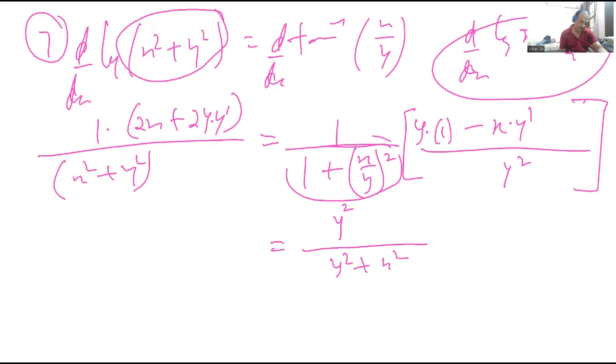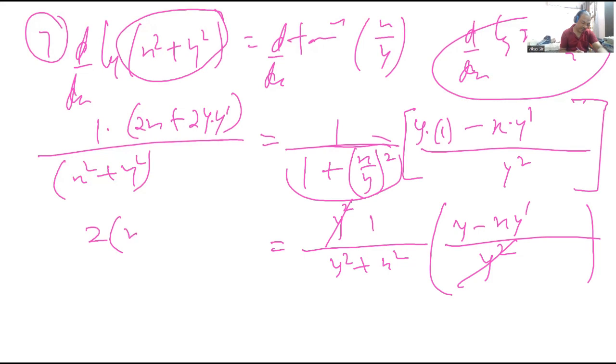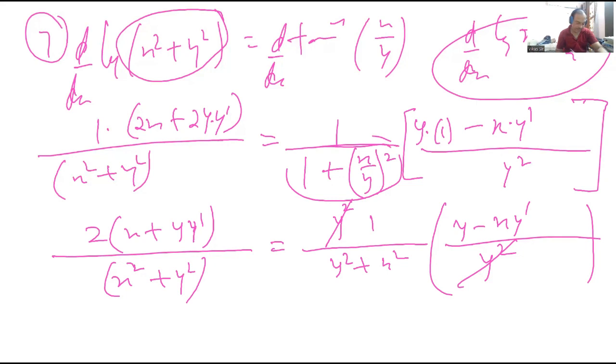Now the numerator in this part, I will have y minus x y dash over y square. This y square will get cancelled out, and here you will have 2. I can take common. Now here it will be x plus y dash, and in the denominator you will have x square plus y square. Okay, now here this is x square plus y square. Now these two will get cancelled out. Clear? Now what will be remaining here?